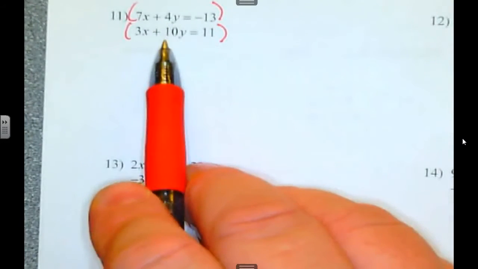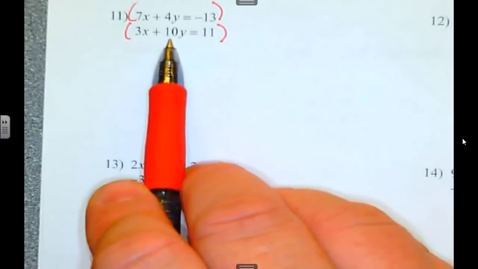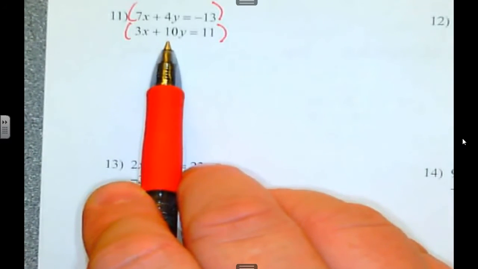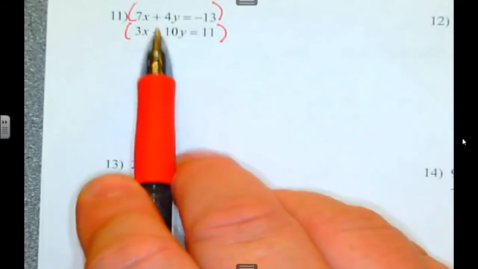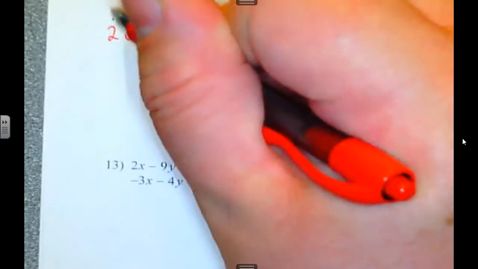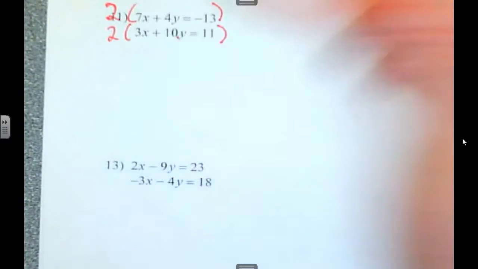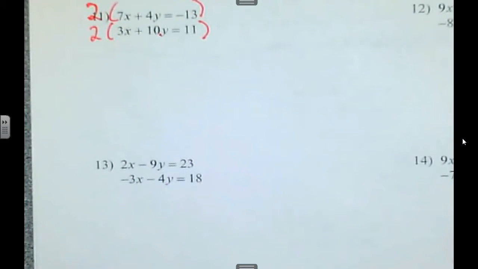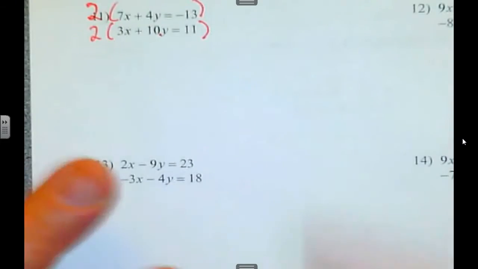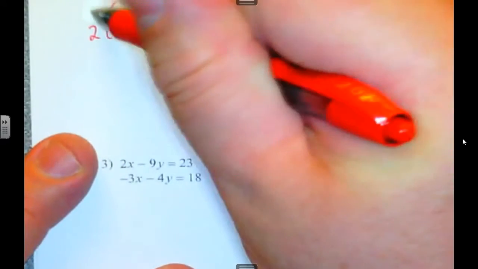Well, I'm looking at the y's, and I know the factors of 10. 10 times 2 is what? 20. I know 4 can go into 20. So I'm going to use 2, but I'm going to multiply 2 by the bottom one to get 20, but the top one I'm going to have to multiply by not 2. What do I multiply 4 by to get 20? 5.